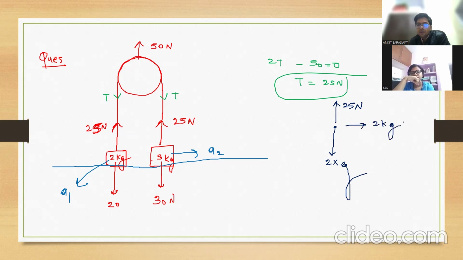Understood? Now for the 3 kg block, if you draw the free body diagram, one is m into g downwards, and 25 Newton is upwards. Very good. Normal is also upwards.